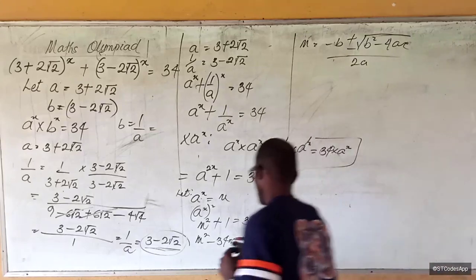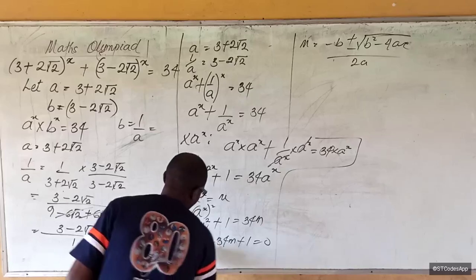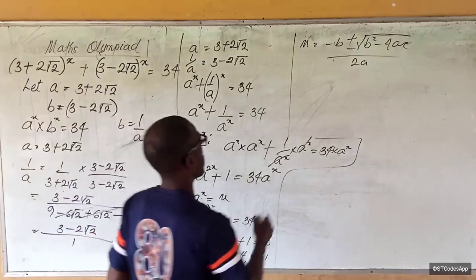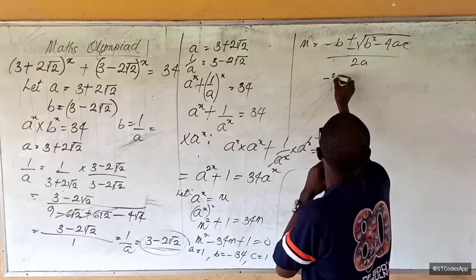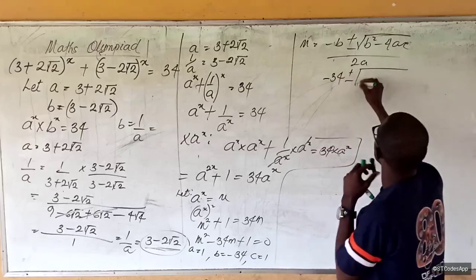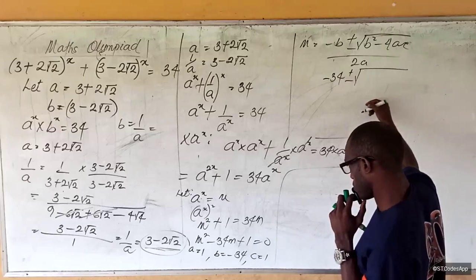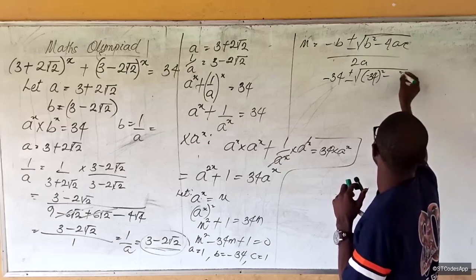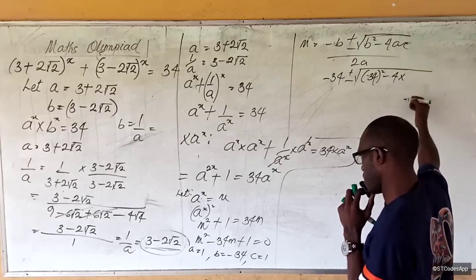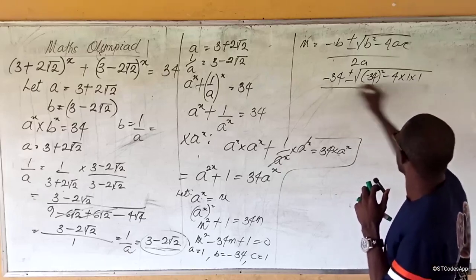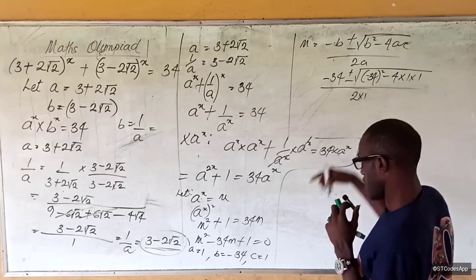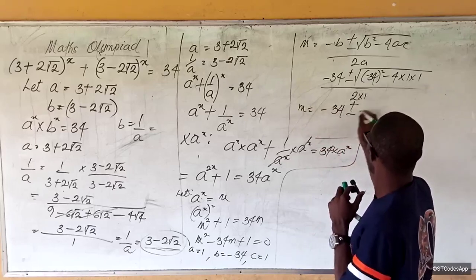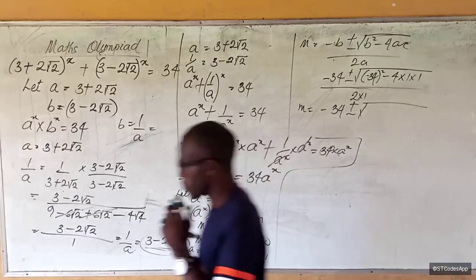M will now be equal to, so this will be our A, the coefficient. A will be equal to 1, B will be equal to minus 34, and C will be equal to 1, all right? So B is minus 34, so we have minus 34 plus or minus root of B squared, which is minus 34 all squared, minus 4 times A, what is A? 1, times C is also 1, over 2 times 1, A is 1.